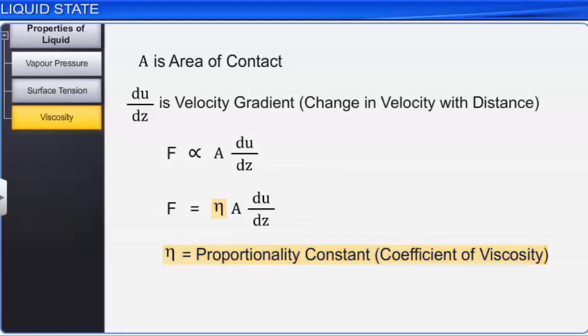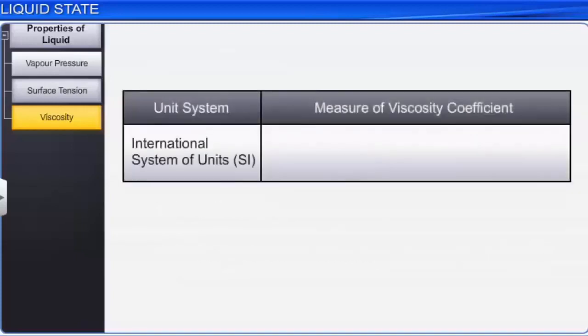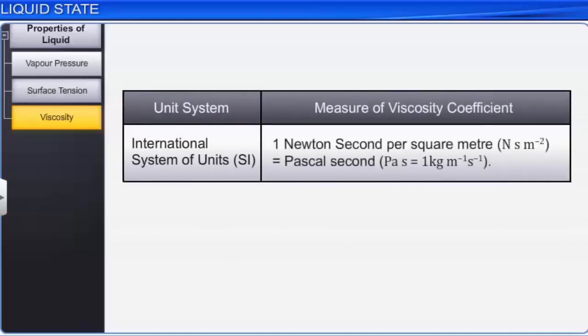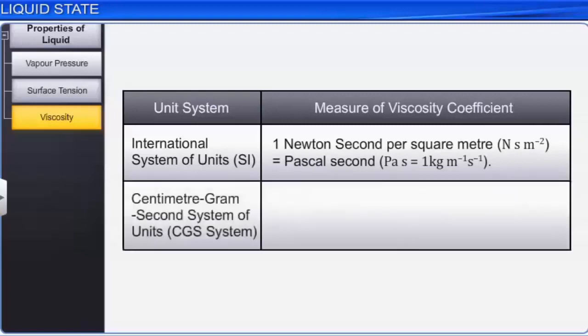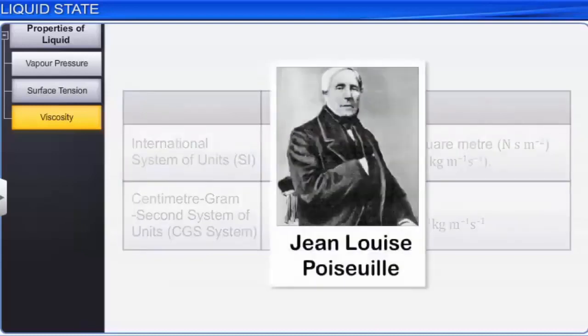The coefficient of viscosity is defined as the tangential force per unit area required to maintain the unit difference of velocity between two layers unit distance apart. The SI unit for the viscosity coefficient is 1 Newton second per square meter, which is identical to 1 Pascal second. In the CGS system, the unit for the coefficient of viscosity is poise, named after the great scientist Jean-Louis Poiseuille. An increase in viscosity decreases the flow of a liquid.